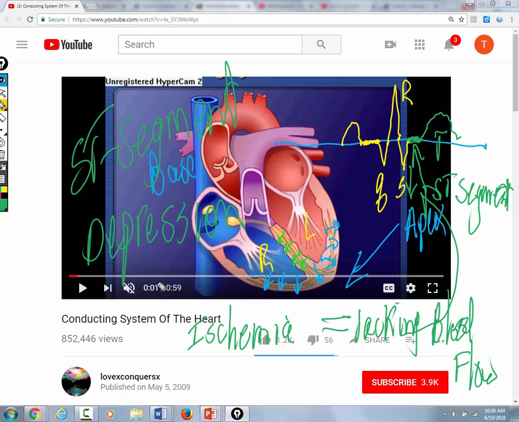So this is important. What you're looking at on an EKG, one of the things that doctors are looking at, is whether or not the coronary arteries are supplying oxygenated blood to the heart muscle correctly. Yes or no? Can you repeat that one more time? Yes or no?